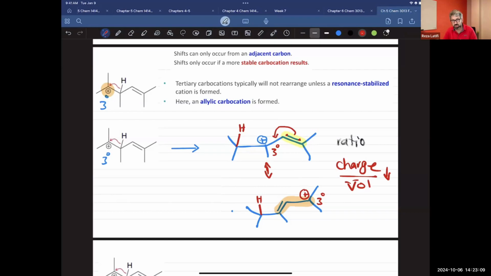I didn't change the charge. The charge still is +1, but the volume, from one atom where it used to be localized, is now delocalized through resonance. So it's better to do the 1,2 hydride shift. And that's the reason it's going to happen, because we get an allylic carbocation.